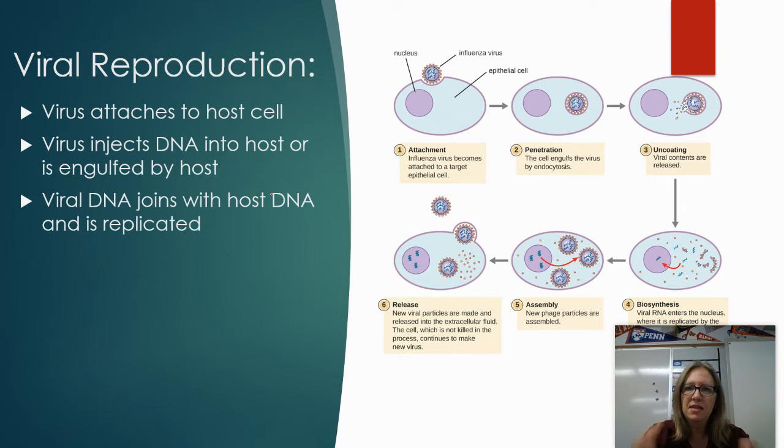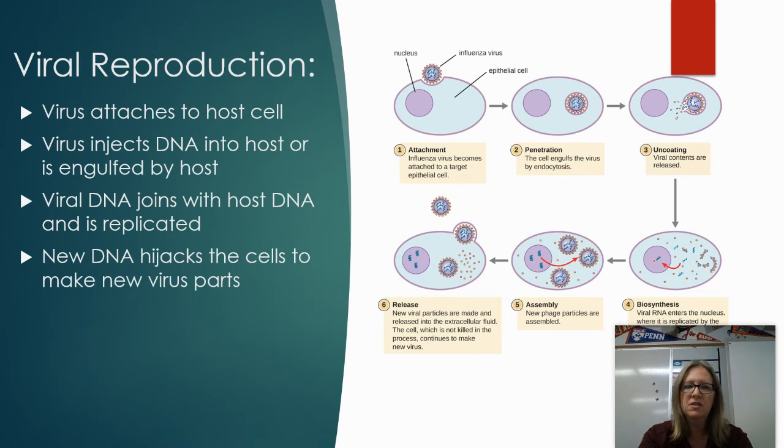Once the DNA is in there, it hijacks the nucleus of the host cell, okay? So the DNA will come out, or the RNA will come out of the virus, and it will insert itself into the DNA inside of the nucleus, okay? Because the DNA and the RNA is coding for proteins, that's what the new cell is going to be doing, okay? It literally takes over the function of the cell so that it can make new virus parts, okay?